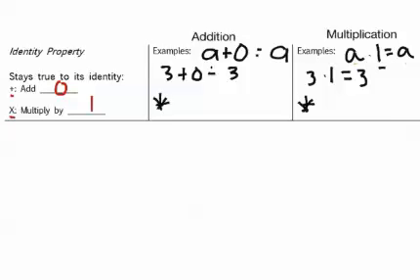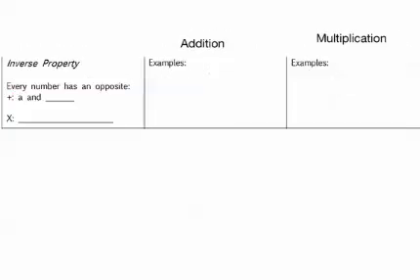Okay, try to think of one example for the identity property of multiplication. Again, please pause the video so you have enough time.